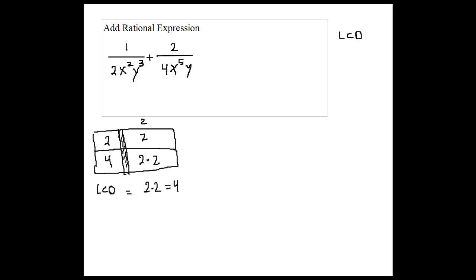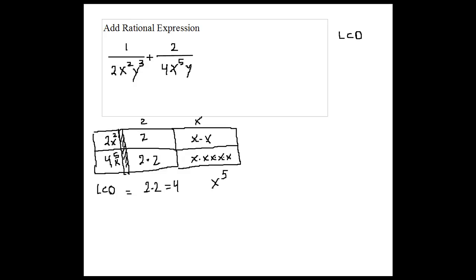If I were going to find the LCD between x to the power of 2 and x to the power of 5, okay, Samantha, can you tell me which one you're going to pick in this case? X to the power of 2 or x to the power of 5? Okay, you pick the largest of all, right? So if this is x to the power of 2 and this is x to the power of 5, you would pick x to the power of 5.